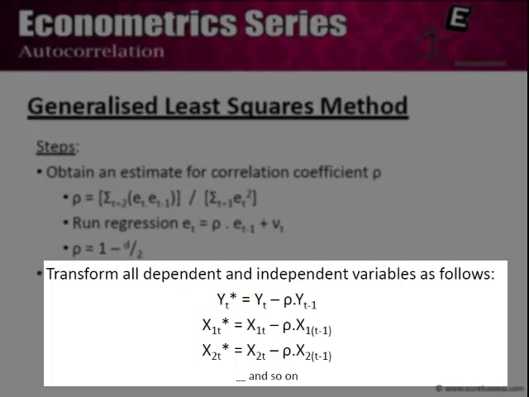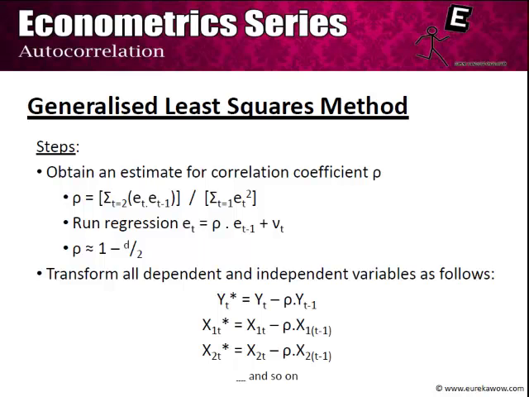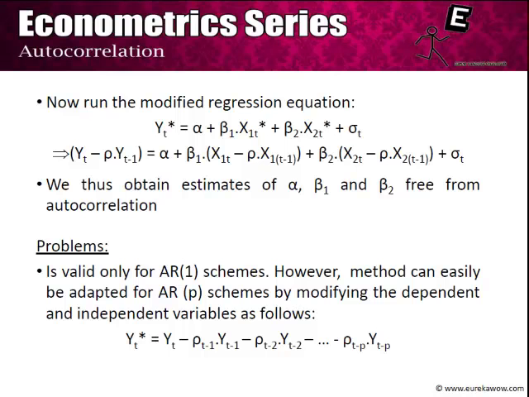However, instead of subtracting yt minus 1 from yt, we now multiply yt minus 1 by rho and then subtract it from yt. Similarly, we obtain new independent variables such as x1t star equals x1t minus rho into x1t minus 1, and x2t star equals x2t minus rho x2t minus 1, and so on. Now we run the modified regression equation, yt star equals alpha plus beta 1 x1t star plus beta 2 x2t star plus sigma t, like we have previously done for the first difference method. In this way, we obtain estimates of alpha, beta 1 and beta 2 which are free from autocorrelation.